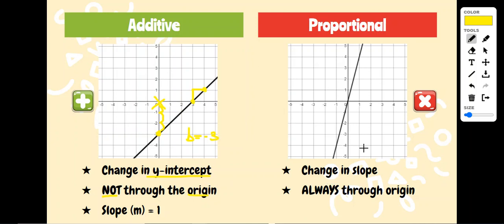You can identify a proportional graph because it will always go through the origin, or point 0, 0. Right? It will always go through the origin, and there should be a change in the slope. The slope should be anything greater than 1 or less than 1. Okay? It should be steeper or less steep than 1.